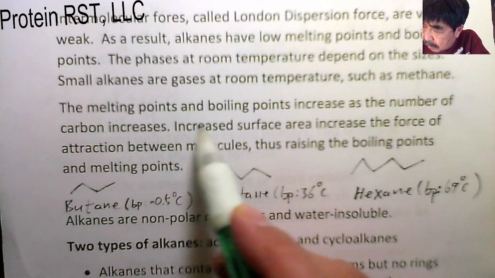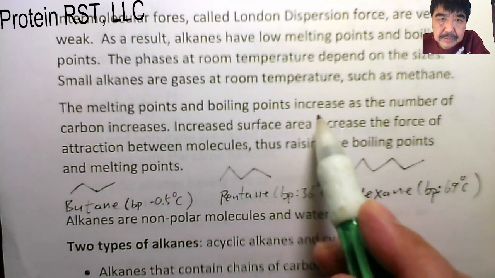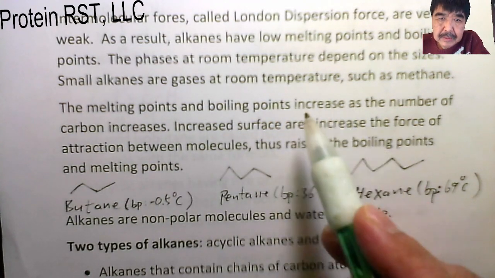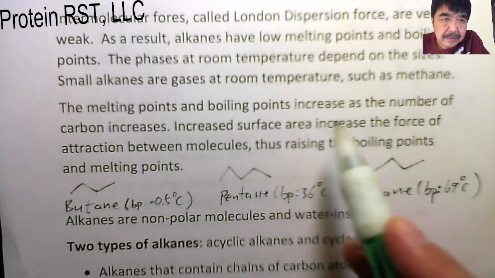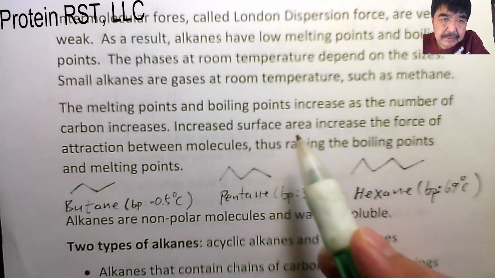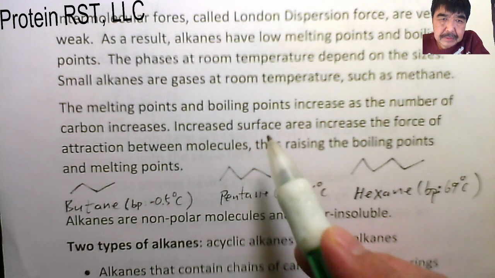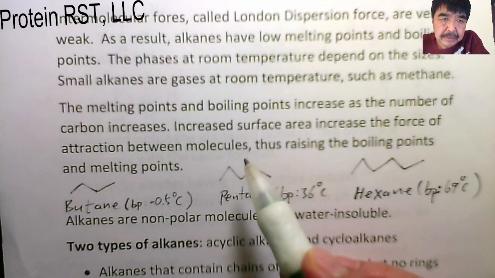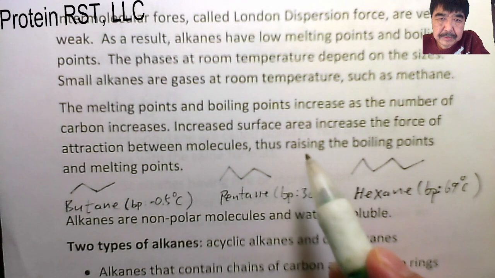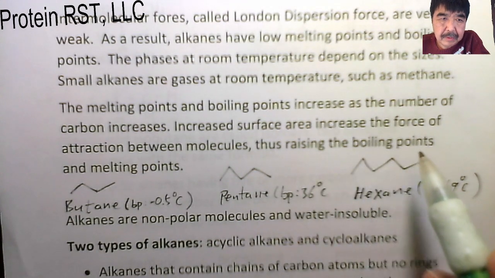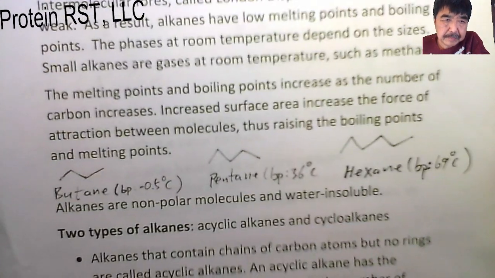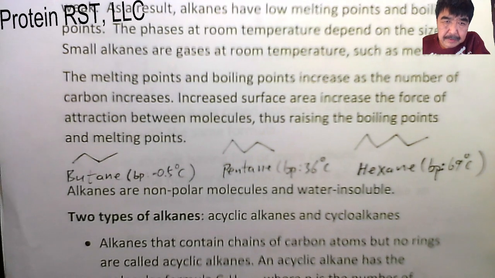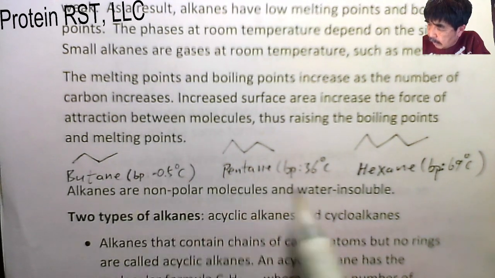The melting points and the boiling points increase as the number of carbons increases. Increasing the surface area increases the force of attraction between molecules, raising the boiling points and the melting points. You can see those examples here.